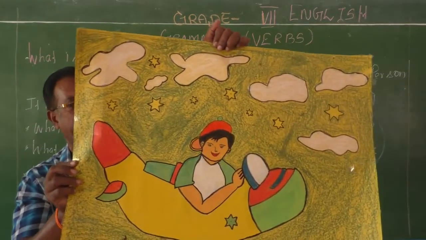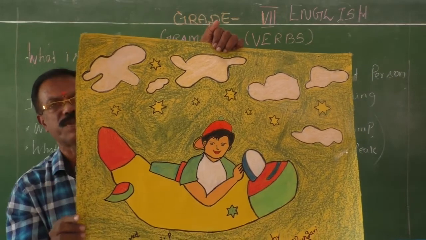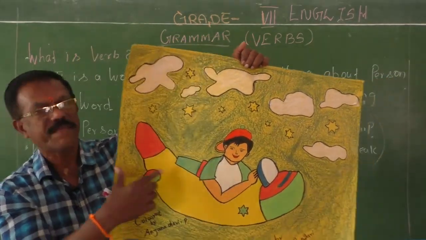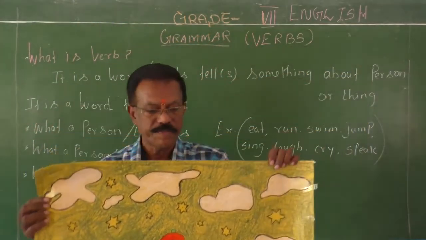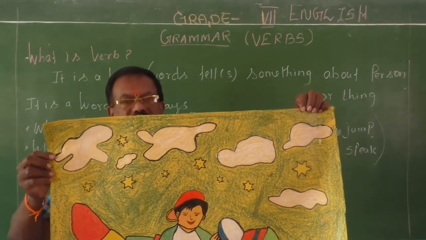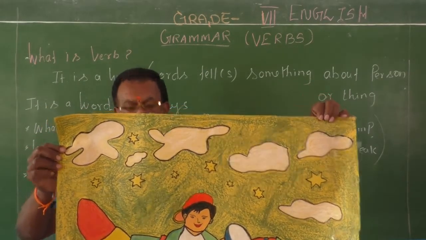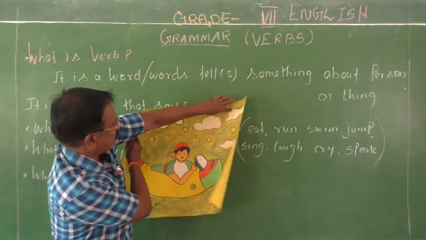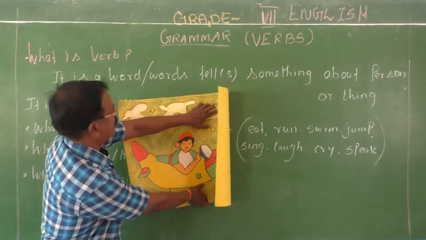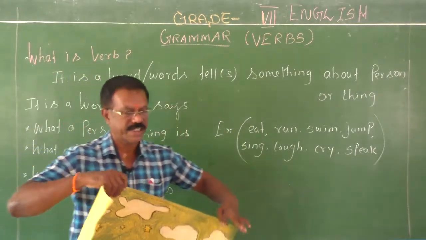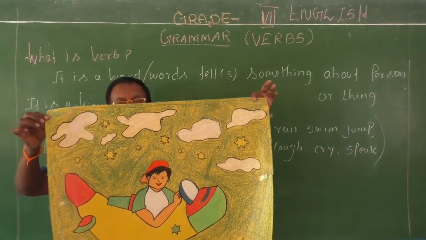Look at this picture again, children. Observe this picture nicely. An astronaut, he is in the spacecraft. The spacecraft is in the sky. They are clouds. The clouds are also in the sky. They are stars. They are shining in the sky. So, this is one of the important functions of a verb. This function says that the verb is a word that shows what a person or thing is.